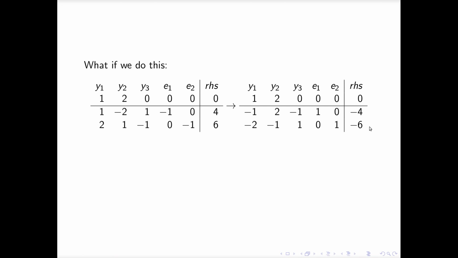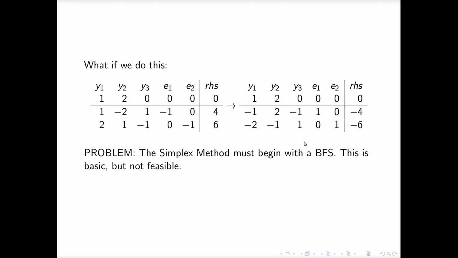So what kind of a solution is that? That is a basic solution because we have the zeros in there, but it's not feasible because E1 and E2 are negative. Okay. However, this is very similar to another tableau that we're going to look at.